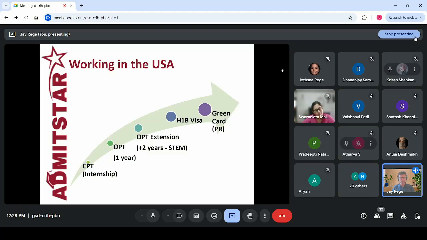Chances of jobs after these programs are slightly difficult. I'm not saying it is impossible, but comparatively, it is going to be a little more difficult to get a job without a STEM degree than what you can get with a STEM degree.